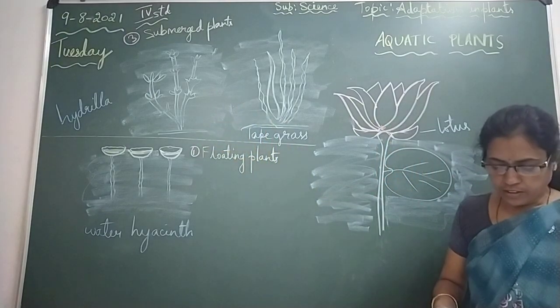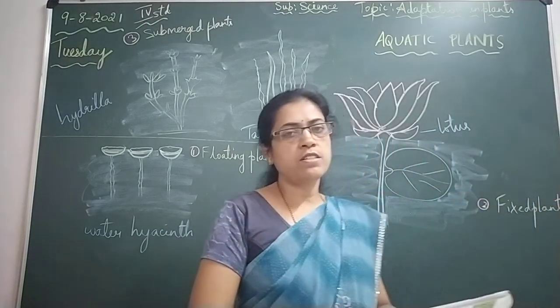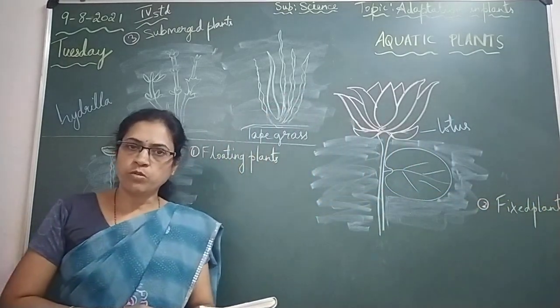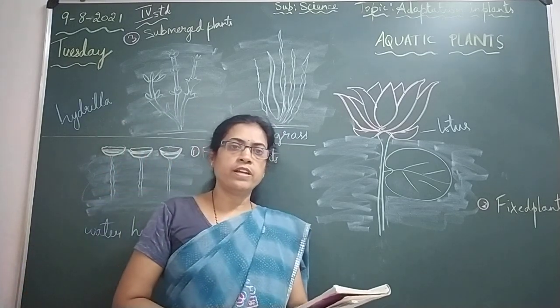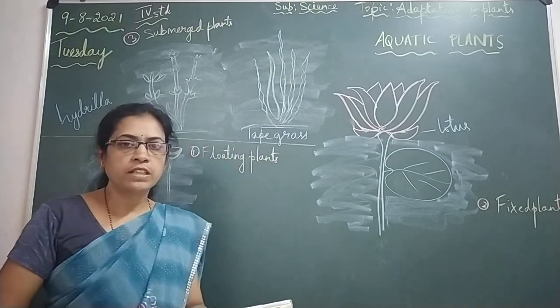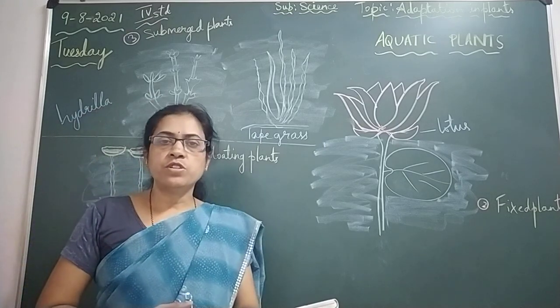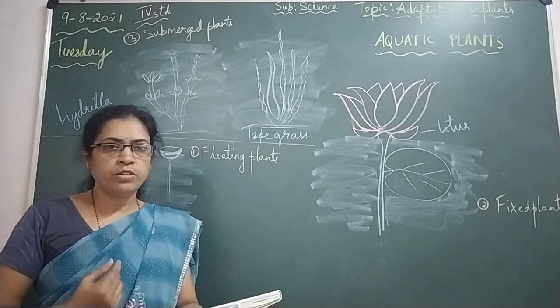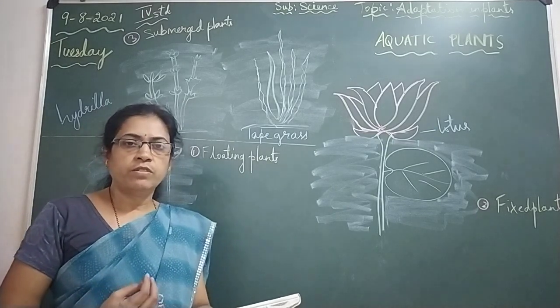Okay, children. And the next is plants of the grass family. Grasses hold the soil and protect it from being washed away. Cereal plants belong to the grass family. And children, we use the cereal plants for our daily food.